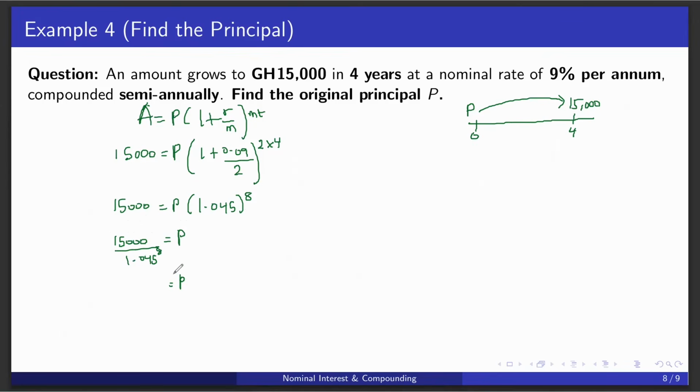And we have P being equal to 10,547.78. Therefore, if you invest 10,547.78 at time 0 here, in 4 years' time you should get 15,000 at 9% per annum, compounded semi-annually over a period of 4 years. So what we wanted to find was our P, and we have done just that.